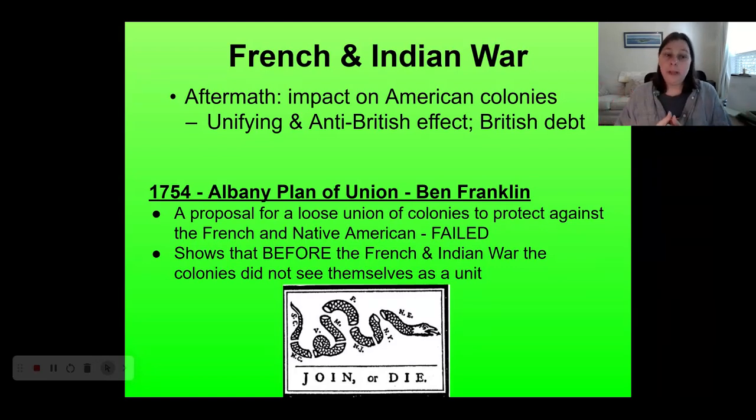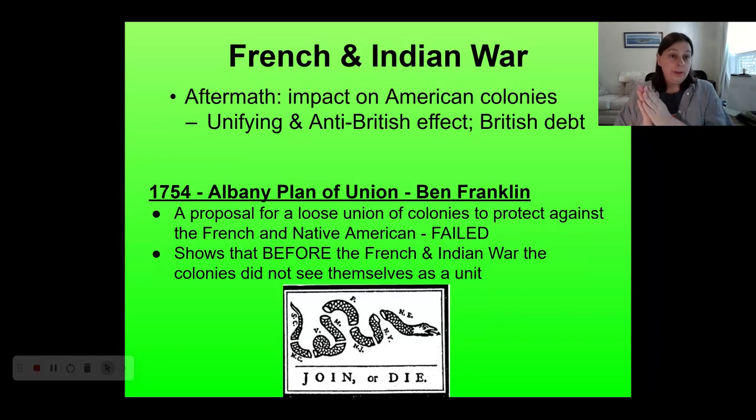So what the Albany Plan of Union shows, and what you can use it as evidence of, is that when the French and Indian War started, the 13 colonies still viewed themselves as very separate. They did not see themselves as the 13 colonies, a meaningful unit. They definitely did not see themselves as Americans in a meaningful way. They saw themselves as Pennsylvanian and British, or North Carolinian and British, or a Rhode Islander and British. They had the British identity and they had their colonial identity, but they didn't have a unified American identity yet.